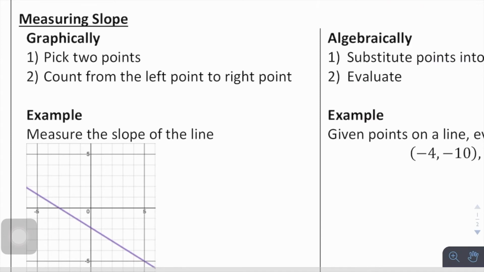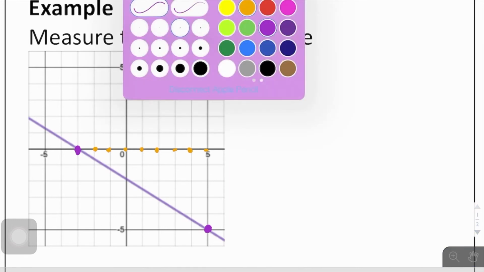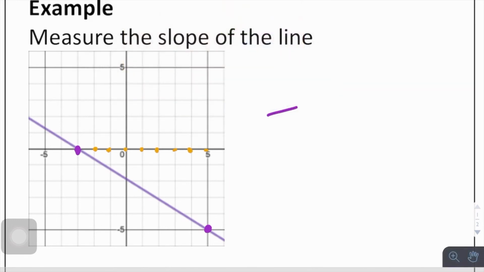So I'm taking a look at this first example. I want to measure slope of a line. I want to try to find some nice points on this line. So I'm going to pick out this particular point and I'll pick out this one. So I always count left to right first. So 1, 2, 3, 4, 5, 6, 7, 8. So we know that this is 8 to the right, so that's positive.